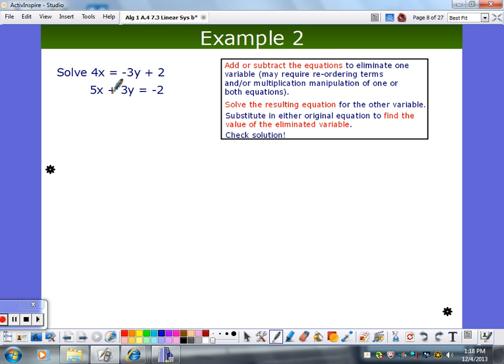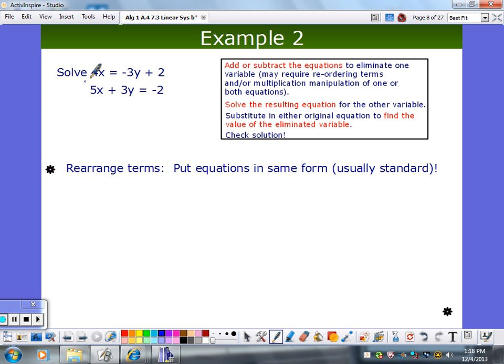So I need to do one of two things. I either need to make them both look like the top one, which is something x equals something y plus something, or I need to make them both look like the bottom, something x plus something y is something, standard form. So we can do it two ways. I'm going to rearrange it either way. Let's say I wanted them to both be in standard form. Well, the bottom one's just fine the way it is, right? How do I change this top one to be in standard form? Add the y. Right?